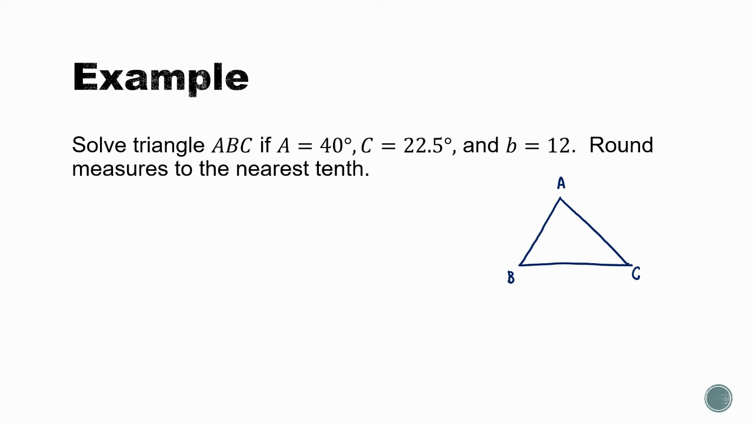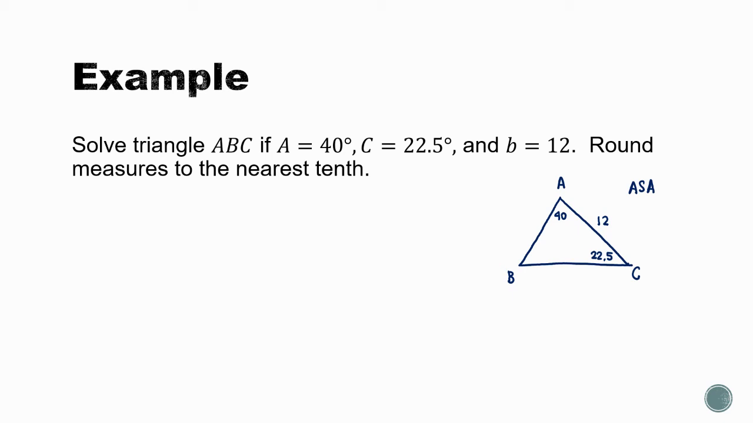So they're telling me that angle A is 40 degrees. We've got angle C to be 22.5 degrees. And then side B, which remember is across from angle B, that is 12. So notice that in this situation, that side is in between my two angles. So we have an angle side angle situation. And that's why we are going to be thinking about using the law of sines.